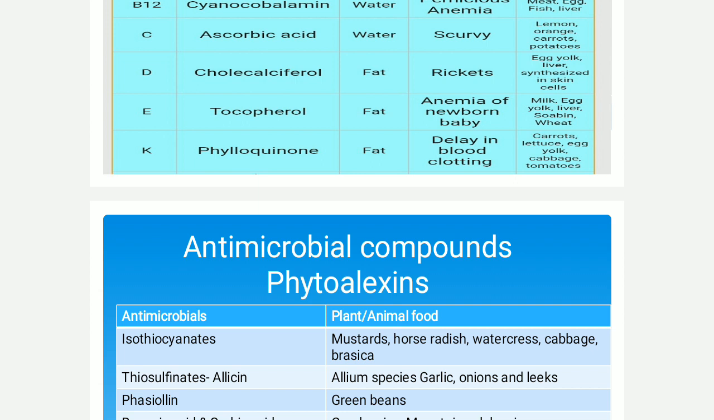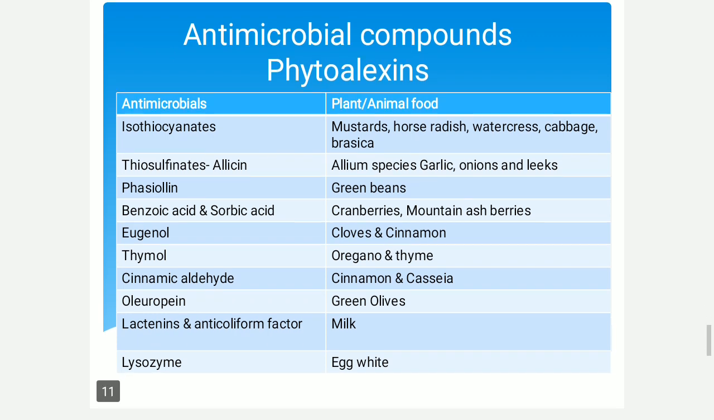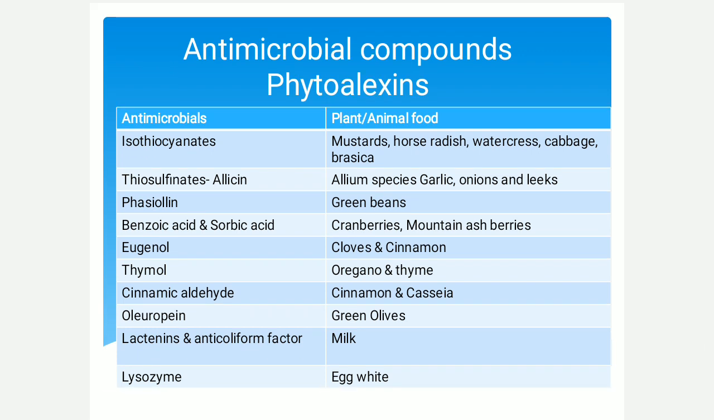Coming to antimicrobial compounds. What are antimicrobial compounds? In the food itself, there are some components which act as antimicrobials and defend the organisms. The natural antimicrobial chemicals are found in many foods. Most of these may be part of the original plant for its defense mechanism, as I said. In plants, a class of antimicrobials known collectively as phytoalexins are produced in response to microbial invasion.